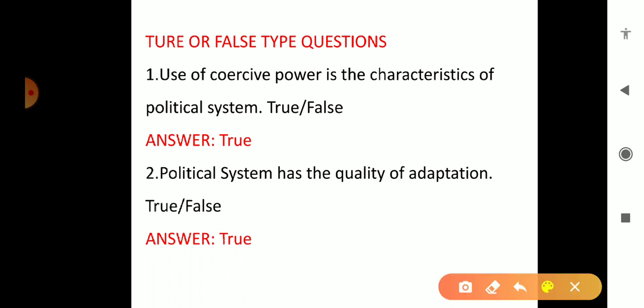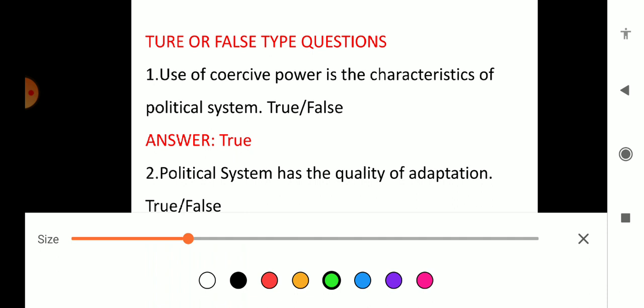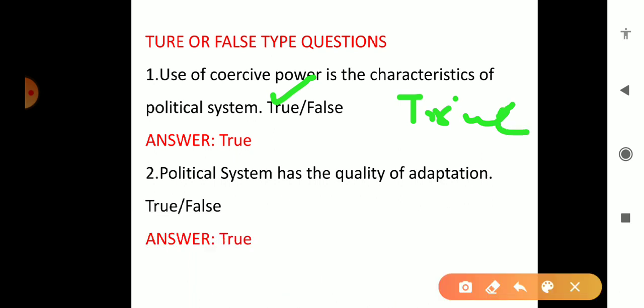So for that we will write the answer true. Here I am taking it, but you will write... you will not write the question. You will write the question number and you will write the answer TRUE. True. Okay. Moving to the next question.